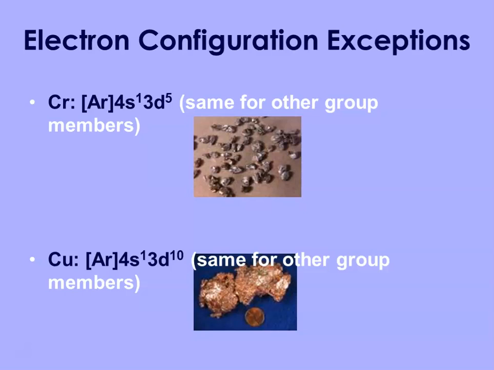And so with chromium and with copper, rather than having 1 empty orbital, in the case of chromium and its group members, it will borrow 1 electron from 4s so that all of the 3d orbitals and the 1 4s orbital contain an electron. While copper is going to be 1 shy of having the 3d sublevel completed.